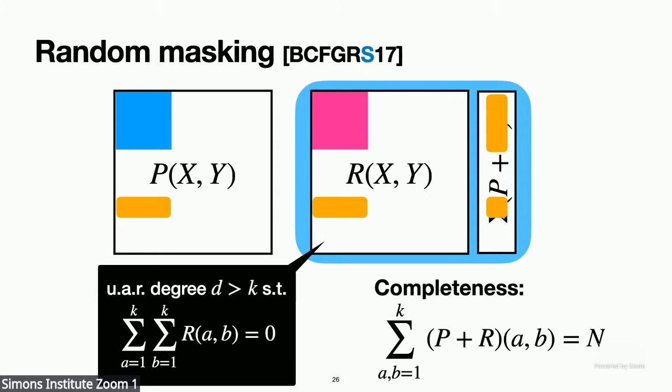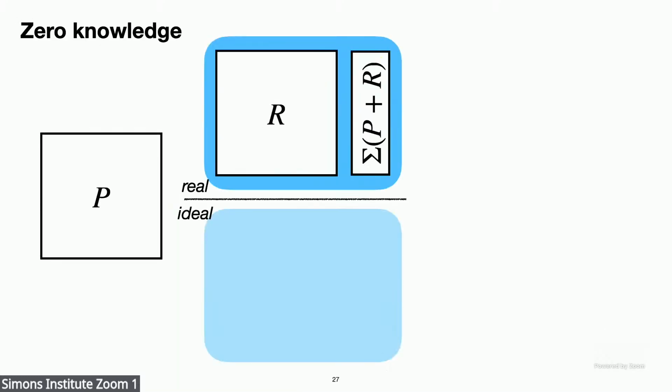Completeness, okay, I just did it. And zero knowledge is actually not too difficult to see, so I'll just show it. So this is a zero knowledge something. I hesitate to say proof, but it's a zero knowledge something.